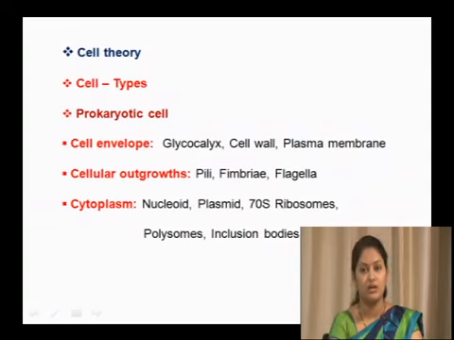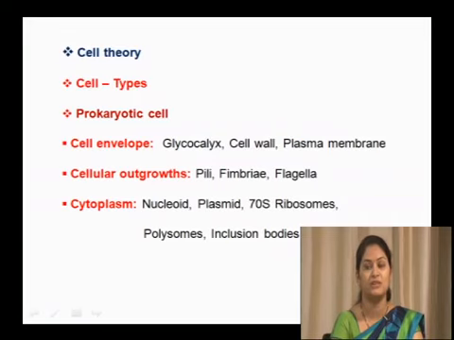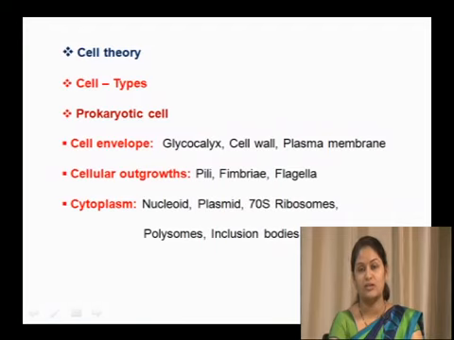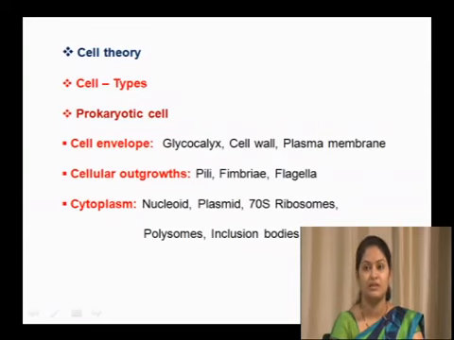Prokaryotic cell has the following structural components: cell envelope, cellular outgrowth, and cytoplasm. Cell envelope is a component which is made up of three layers: glycocalyx, cell wall, and plasma membrane. Glycocalyx contains slime layer as well as capsule. Cell wall is a layer made up of murein or peptidoglycan, and based on the chemical composition it can be classified into gram positive and gram negative. And the third component is plasma membrane, and plasma membrane shows inward foldings called mesosome.